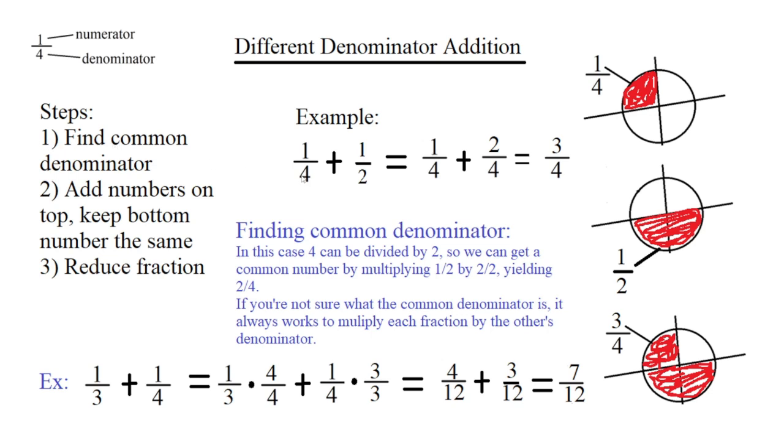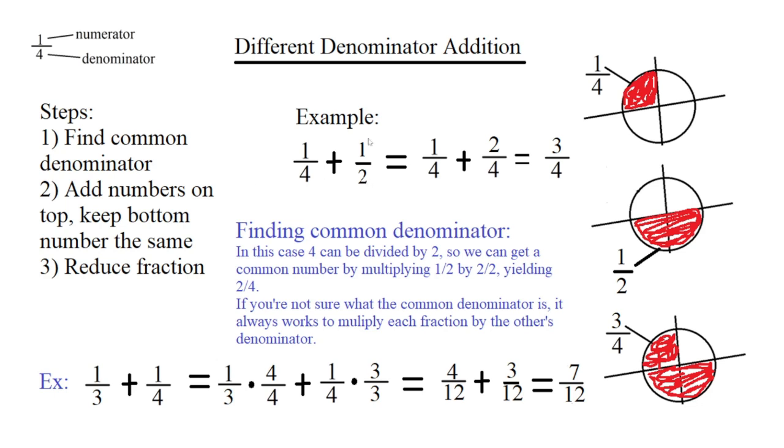This just means that the number on the bottom for each fraction is not the same. So in this instance, we have 1/4 plus 1/2, and we're basically going to have to first make sure that the numbers on the bottom can be turned into something that is the same, and then do the same thing we did before. So we are going to find a common denominator first.